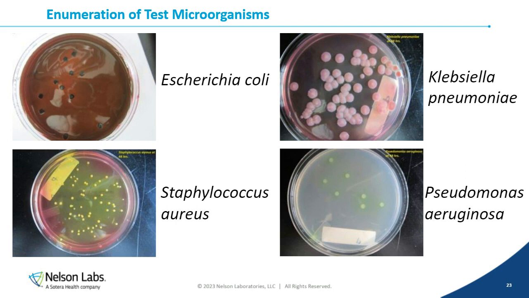So once you've enumerated your test articles, as I said, you'll then compare those counts to your positive control, and then you'll calculate a log reduction. And then you just need to ensure that your log reduction meets whatever the requirements are for your particular disinfection level.